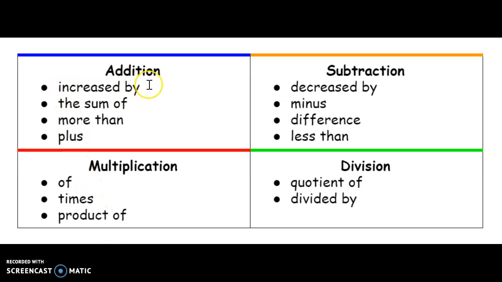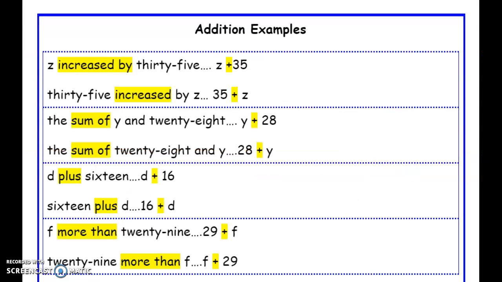Increased by. When we talk about something being increased by something else, that means we're adding it. The sum of, or the word sum, means that we need to add it. More than, we're talking about something being more than something else. That means we add. The word plus also means to add. Easy, right? We'll be talking about subtraction, multiplication, and division in other videos.